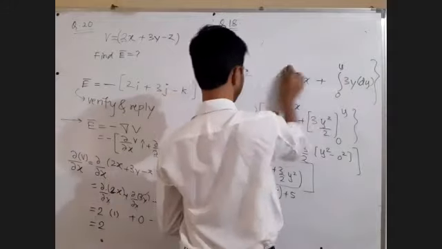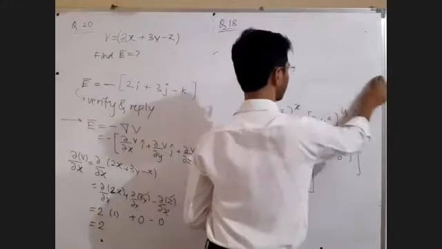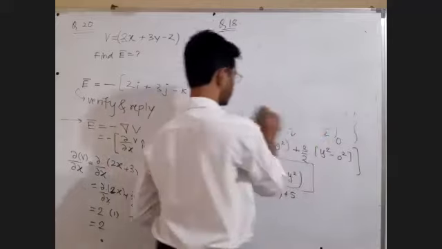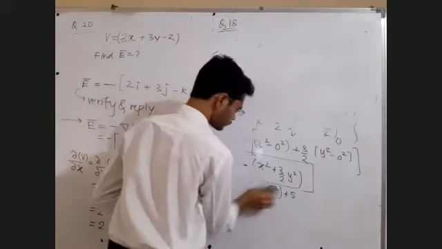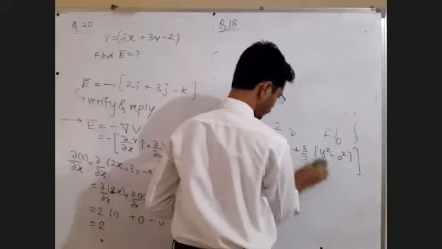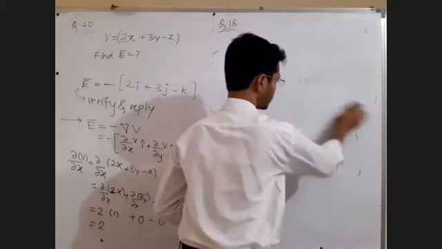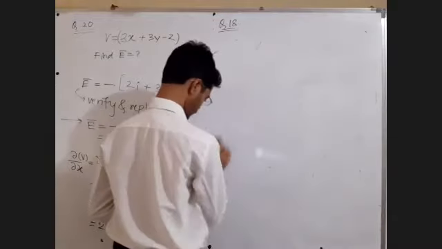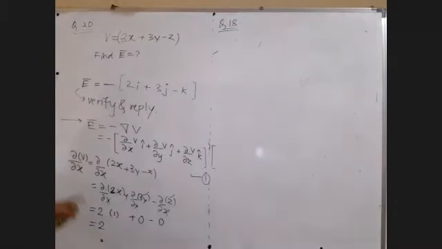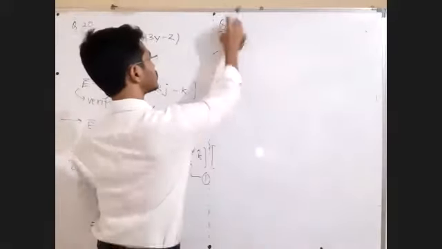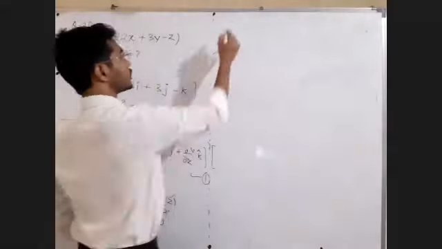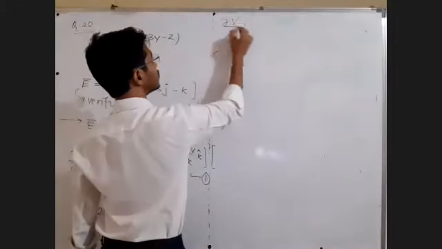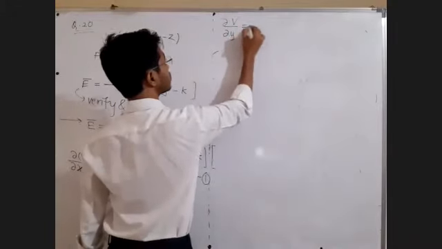So write down the further calculations. Try to write down the further calculations on your own. Get hold of the process of partial derivatives. Next, dou V by dou x is over. Now next is dou V by dou y. Do it along with me.